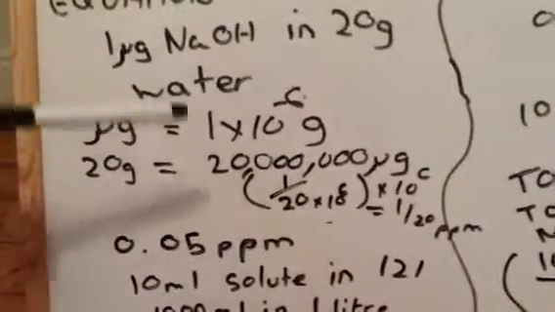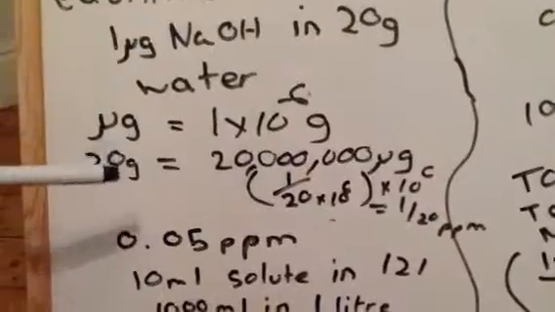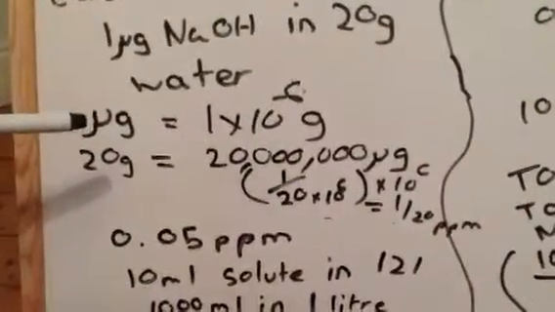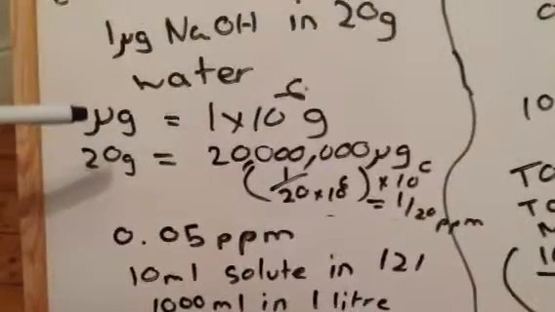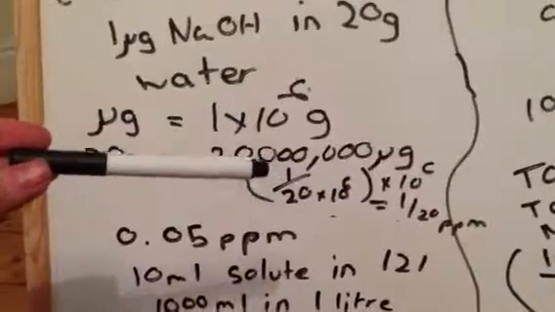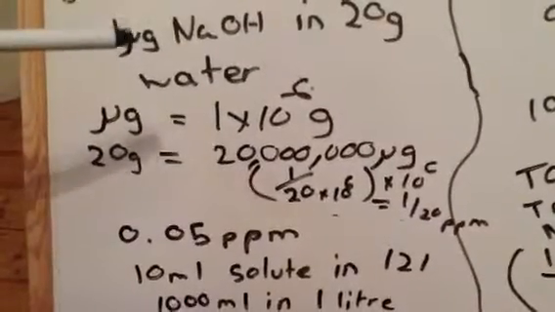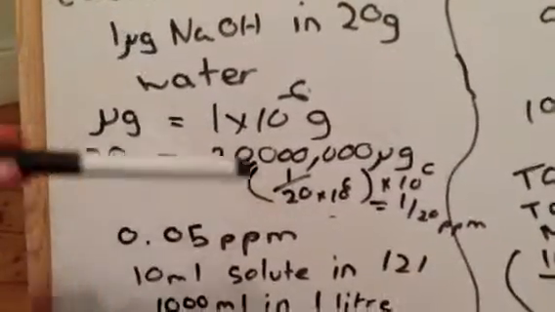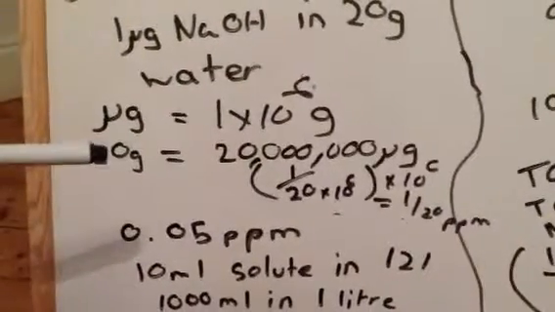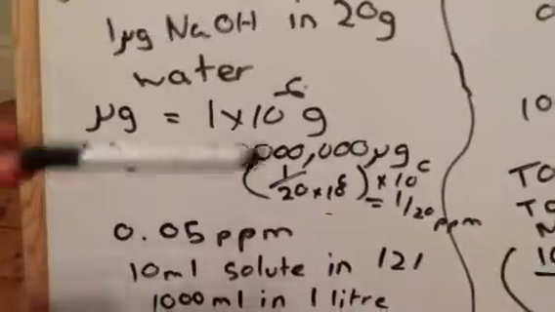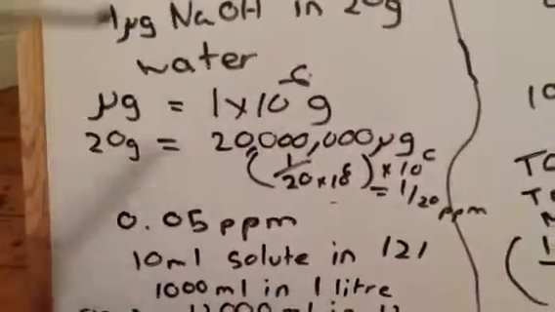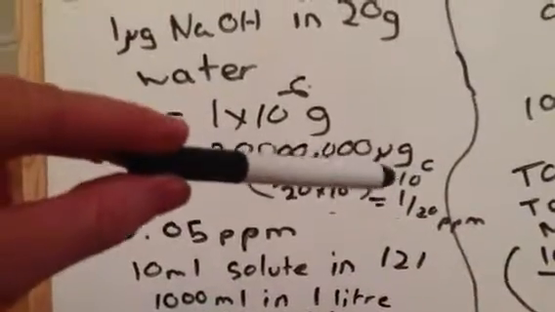Okay, so we can substitute in, so we make sure our grams unit is converted into micrograms unit, so we have our equation in the same units. And then we can do mass of solute, so we've got that from the 1 microgram of sodium hydroxide, divided by mass of solution, so we've got that by the 20 grams of water, multiplied by 1,000,000 to convert that gram unit into a microgram unit, times 10 to the 6.